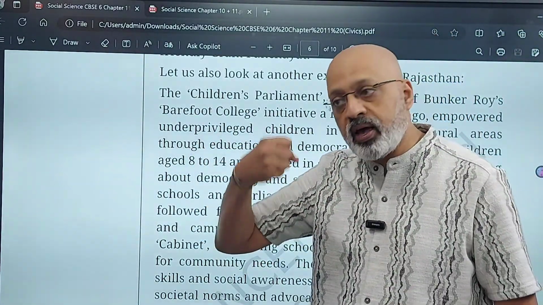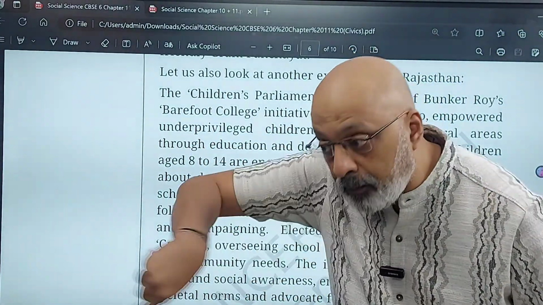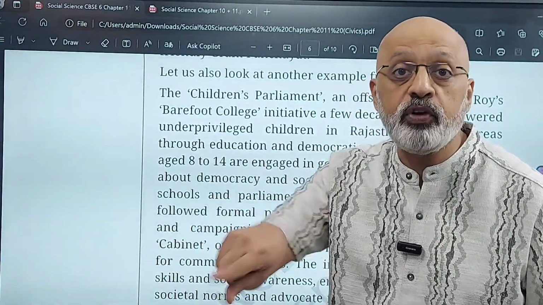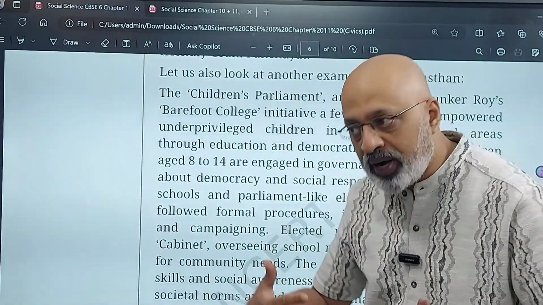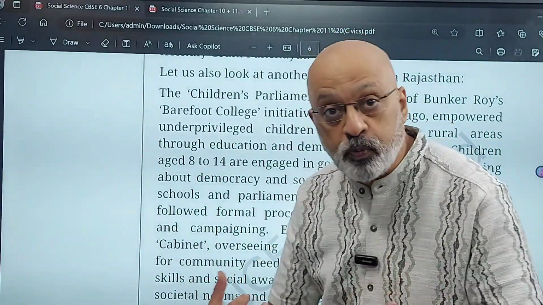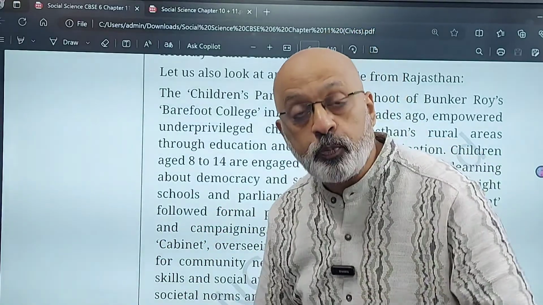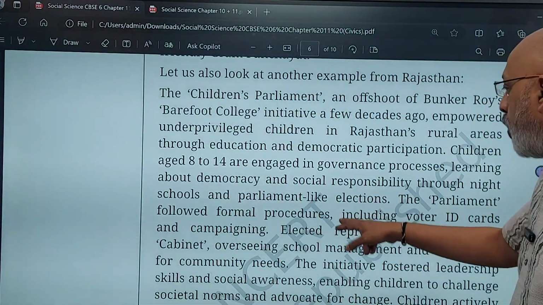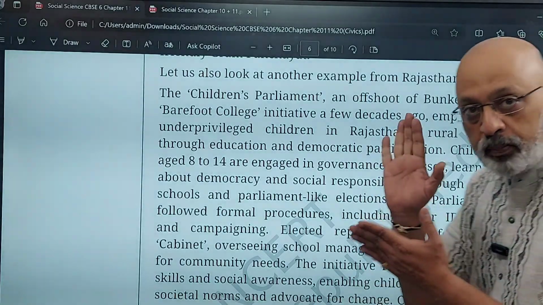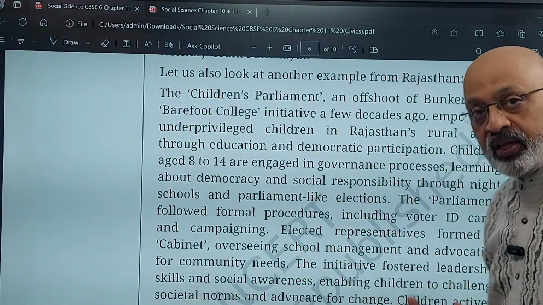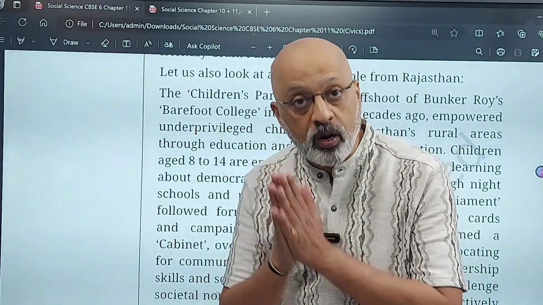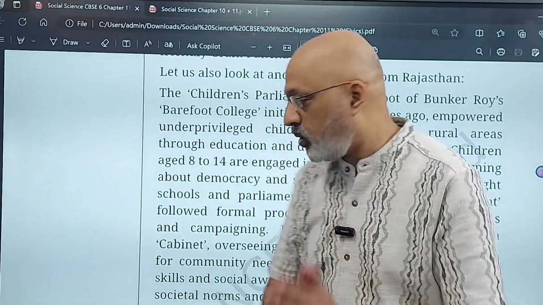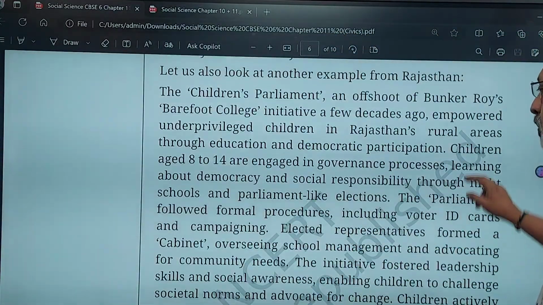So that children also feel that we can also do something for our area, for our village. For our village and our locality, we can also do something positive. So it made them feel more responsible, socially responsible citizens, young citizens. So the parliament followed formal procedures including voter ID card. Everyone was given an ID card. Campaigning, that people could campaign, saying vote for me, if you vote for me I will do this work. Okay. Elected representatives formed a cabinet.